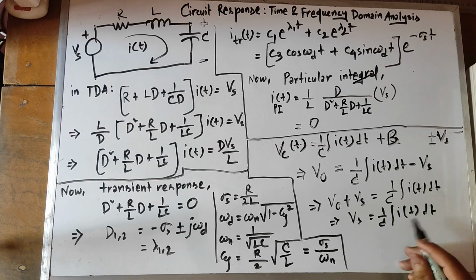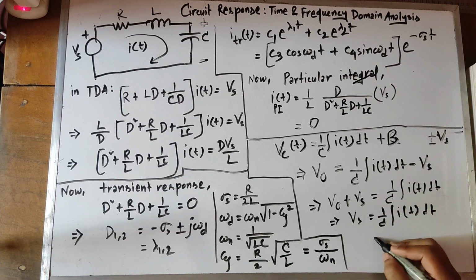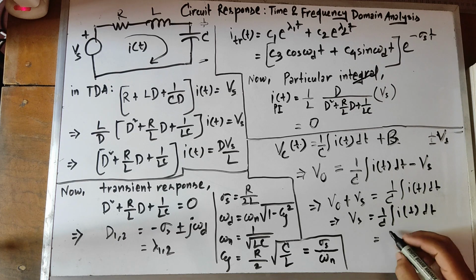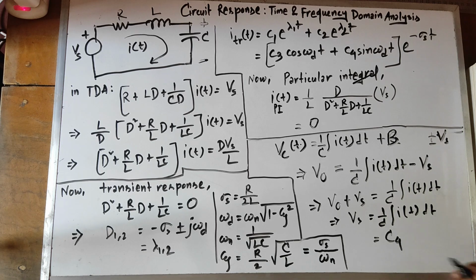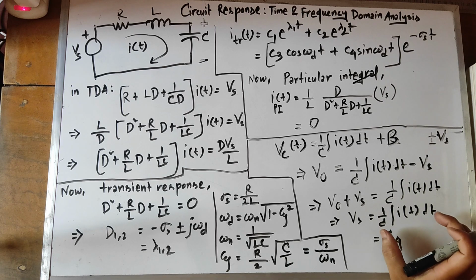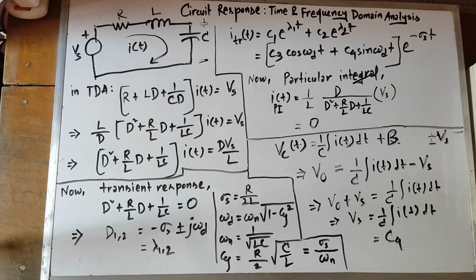I'm not deriving this integration. I will just write it as it is, so it will basically give me the c4, at t equals 0. So this is basically it.